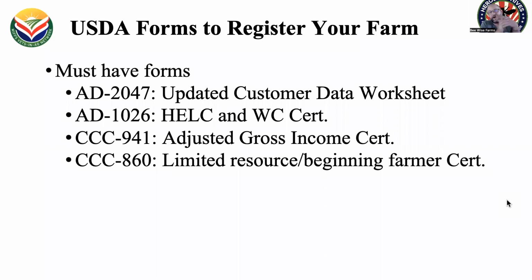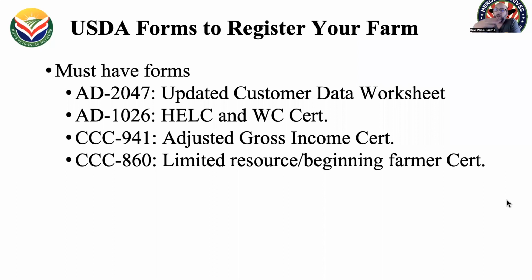So the first form you're going to have to fill out is the AD 2047. That is the updated customer data worksheet. That's basically an intake form to understand who they're working with, you as an individual. The HELC, the AD 1026, is a highly erodible land certification, and wetland certification. That particular certificate is to determine if you have wetlands or highly sensitive areas on your farm as far as ecosystems are concerned. So the first form, they're taking your information in.